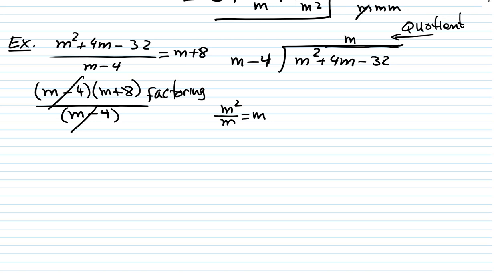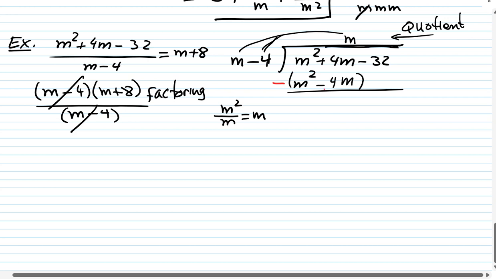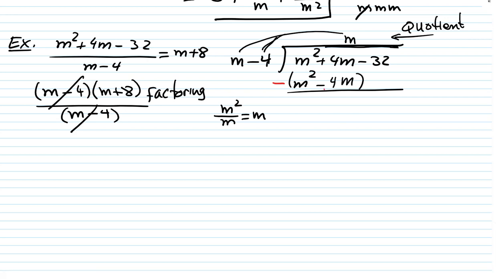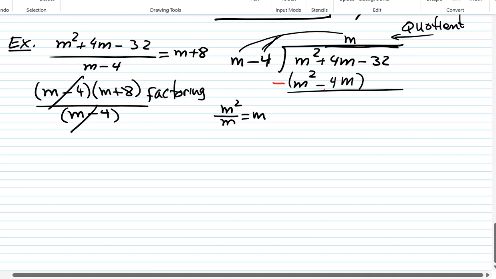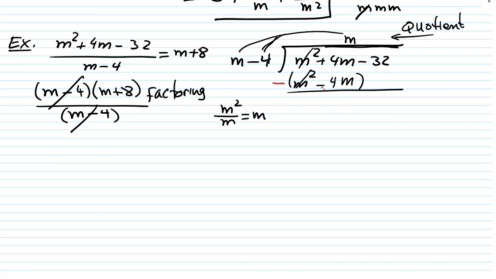Then we multiply the term in the quotient by both of these terms in the divisor. So m times m makes m squared. m times negative 4 is negative 4m. And we're going to now subtract. That's how long division works with numbers, right? We subtract this from the one above. Those cancel. Double negative on 4m makes positive 4m, and the 4m above that makes 8m minus 32.